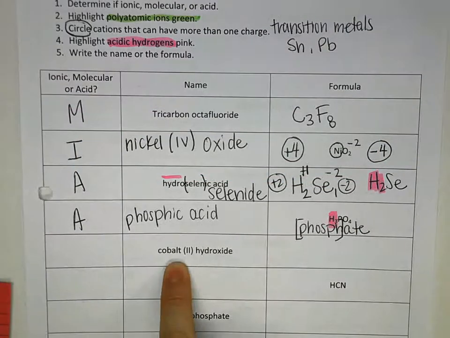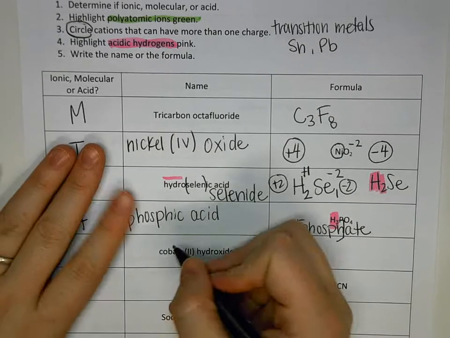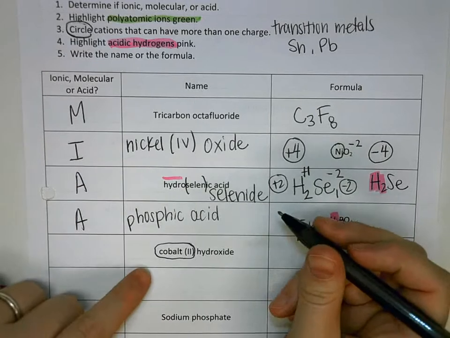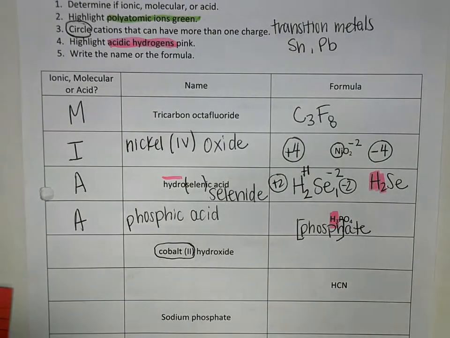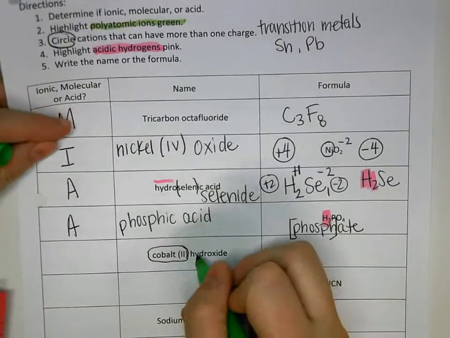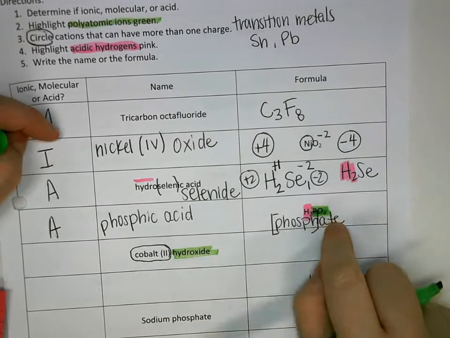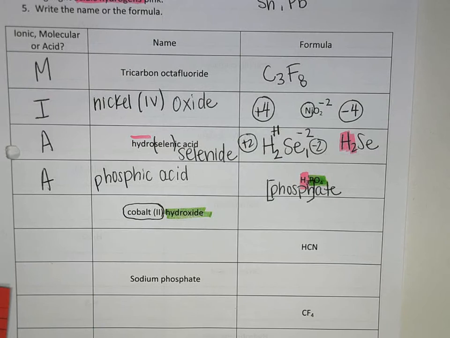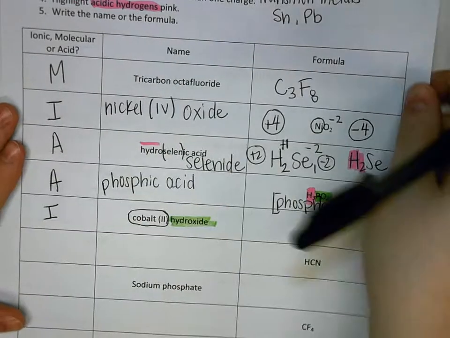Next one I have is cobalt(II) hydroxide. So this has got a lot of stuff going on. Number one, I've got cobalt, which is a transition metal. So it can have more than one charge, so I need to circle it. I've also got some polyatomic ion. I've got hydroxide. Oh, and by the way, in the last one, that PO4 was polyatomic. So I've got a transition metal and a polyatomic ion. So this is going to be an ionic compound.